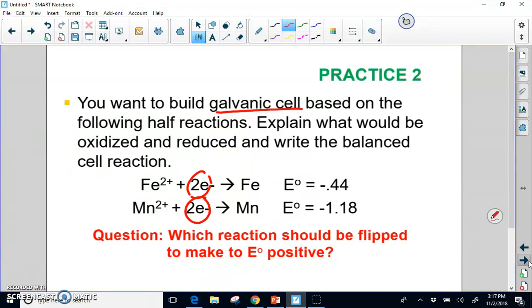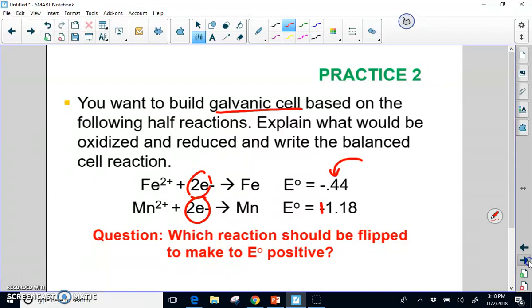Now the question is, remember when we do a galvanic cell, one of the metals needs to be oxidized, and in order for the galvanic cell to work, the E0 needs to be positive. So which one of these reactions should we reverse to make an oxidation? Remember, the oxidation is going to occur at the anode, to make the E0 positive. Remember, we add them. Well, if we make this one positive, and we add it together, the E0 is still going to be negative. So this one won't work.